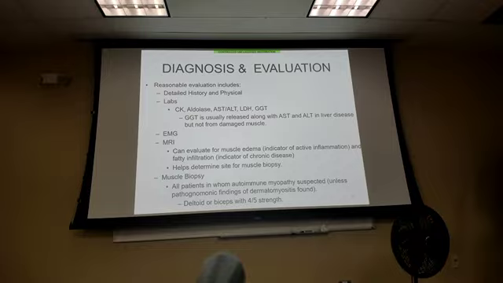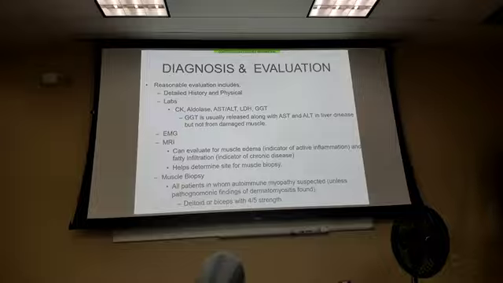Reasonable evaluation includes a detailed H&P and those labs we talked about, but add in a GGT, which is usually released along with AST and ALT in liver disease, but not from damaged muscle. We talked about an EMG, right? We can also send them out for an MRI so that we can evaluate for edema, if they're having some active inflammation or fatty infiltration.